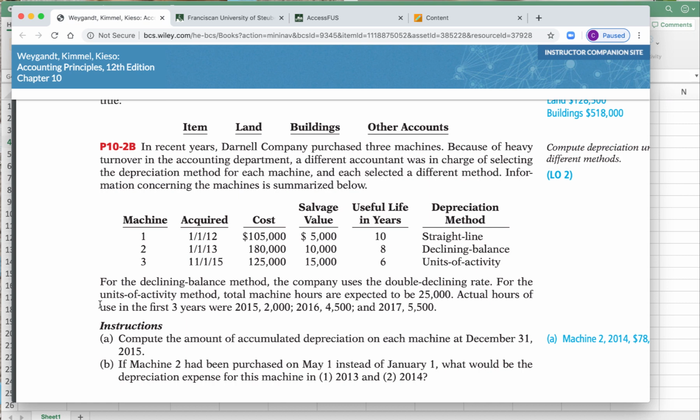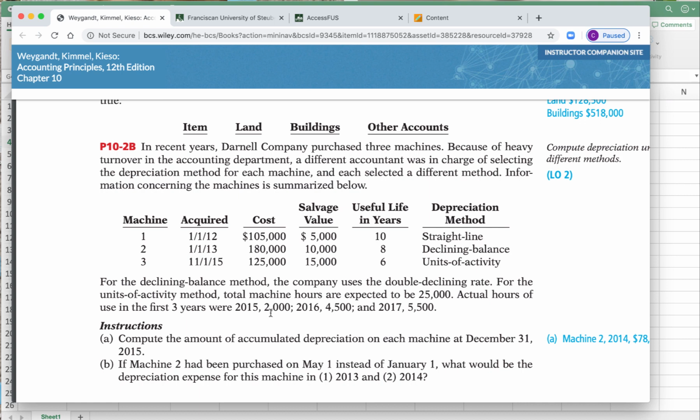So if we go back to the book, they tell us that, by the way, actual hours of use in the first 3 years were: 2015, we ran the machine for 2,000 hours. 2016, 4,500. 2017, we ran the machine for 5,500. Gave us way too much information, right? All we need to know is how much did the machine run for in 2015? How many hours did we use it?